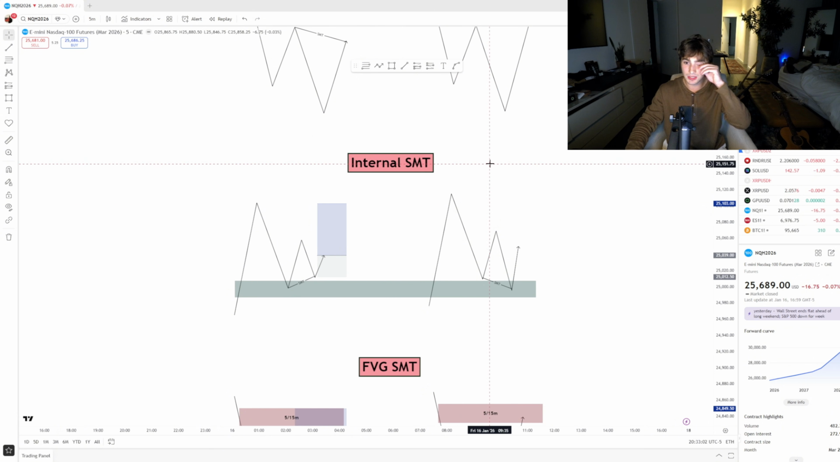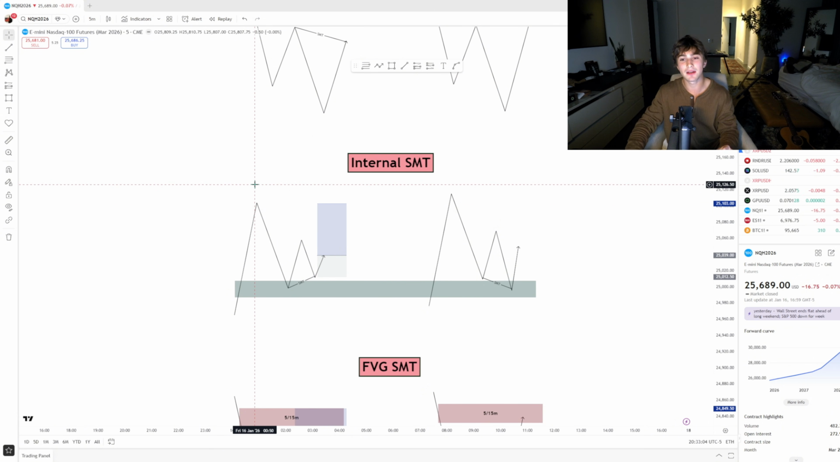So an internal SMT, the way it works is, let's say you have everything that you want to see in a setup, right? We have a pullback into our key level, all that, and then price trades up. And let's say we don't get an entry here, but then price comes down and creates an SMT at this low. How do we know we've created an SMT at this low?